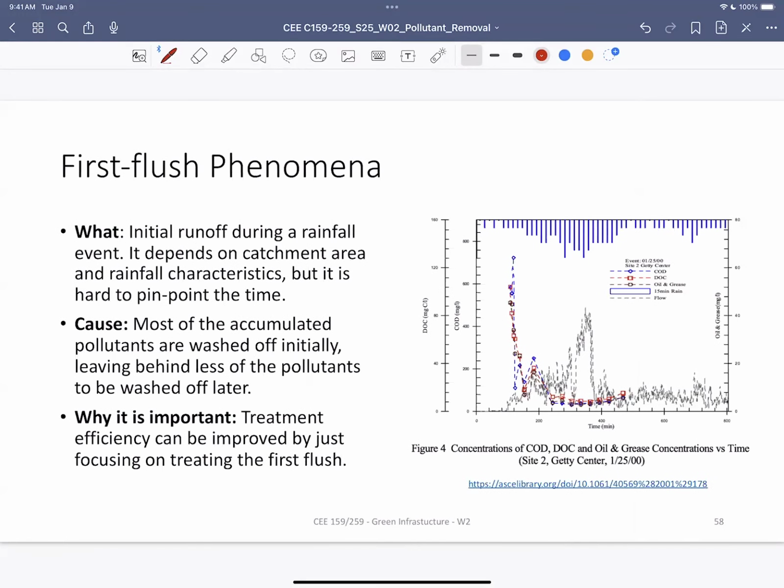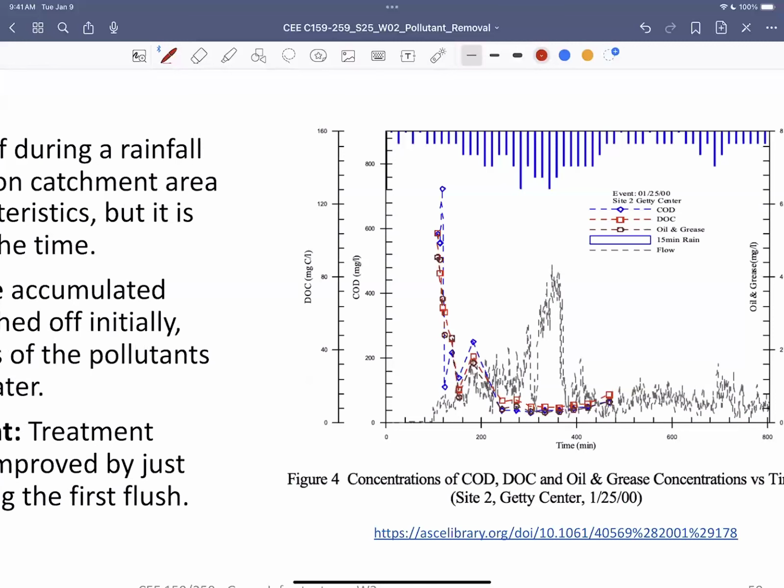So here are examples. As you can see, this is the concentration of different pollutants. Here, COD concentrations, DOC concentrations, and oil and grease change over time. Basically the peak flow appears at a certain time of rainfall, whereas if you think of the COD and DOC, the concentration peaks much earlier.